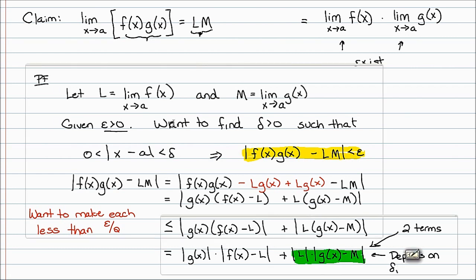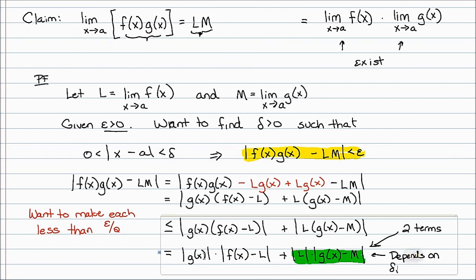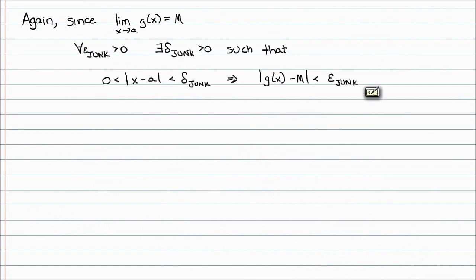The problem with bounding the first term here, the absolute value of g of x times the absolute value of f of x minus L, is that this little g of x term, we have two functions working here, and so we'll have to do a little extra work to bound that g of x first. Okay? So again, we're going to actually work with g here because I want to bound just g itself.